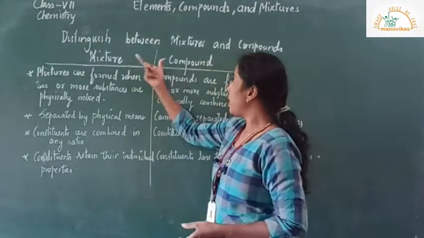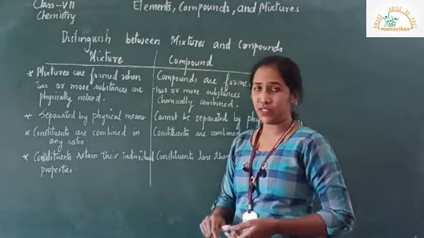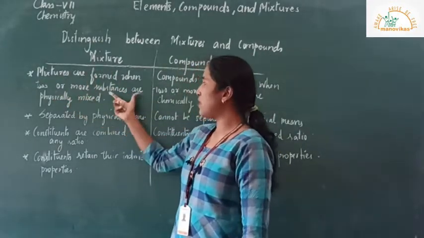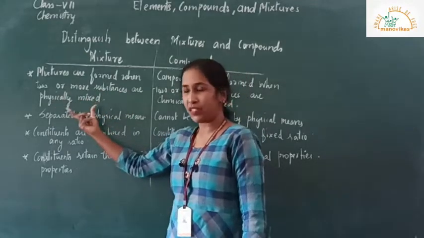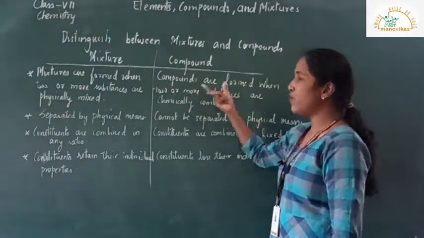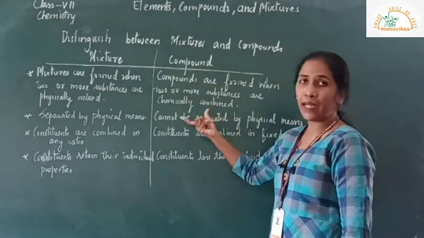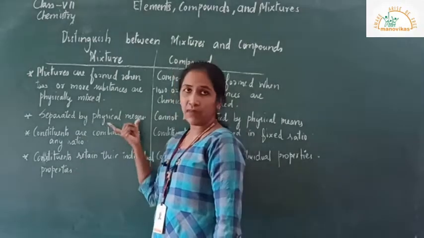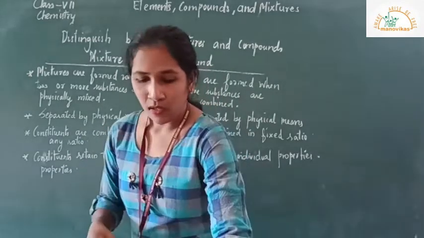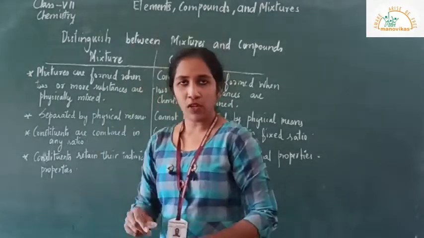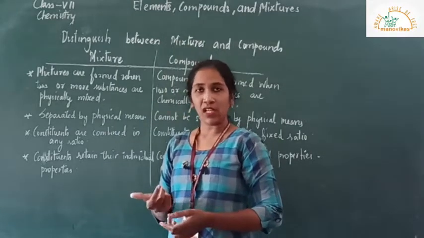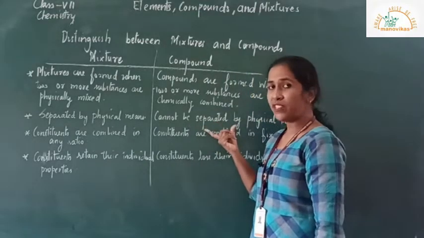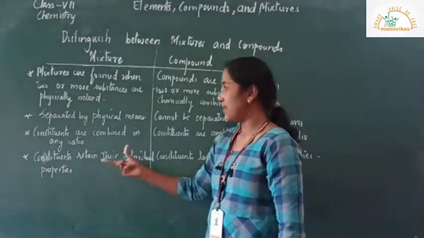Now let us distinguish between mixtures and compounds. Mixtures are formed when two or more substances are physically mixed. Compounds are formed when two or more substances are chemically combined. Second, mixtures can be separated by physical means. That is, if we take a magnet and the mixture of iron filings and sulfur, we can separate it by physical means. But for compounds, we cannot separate them by physical means.